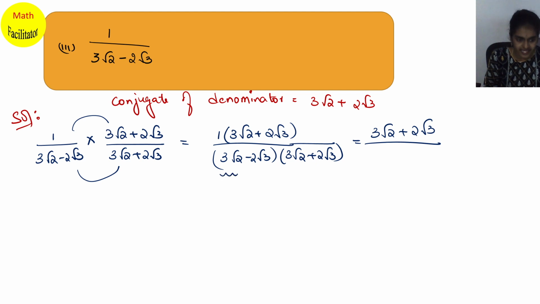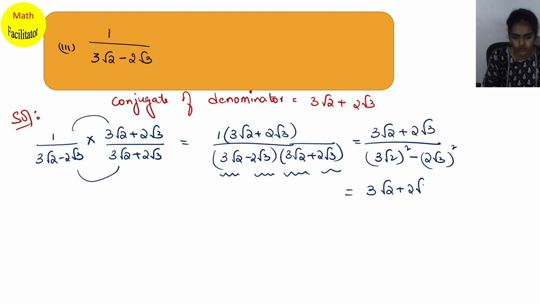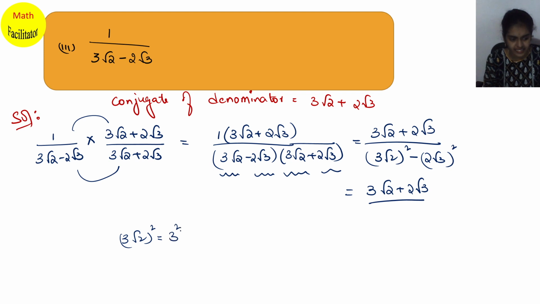And here you see this is like a minus b, a plus b. So a minus b into a plus b is a square minus b square. Okay, a square minus b square, right? So that is equals to 3 root 2 plus 2 root 3. Numerator is as it is, divided by, here in the denominator you can see 3 root 2 whole square. See here, 3 root 2 whole square is nothing but, can I write as 3 square into root 2 whole square? 3 square is nothing but 9 and root 2 whole square is 2.